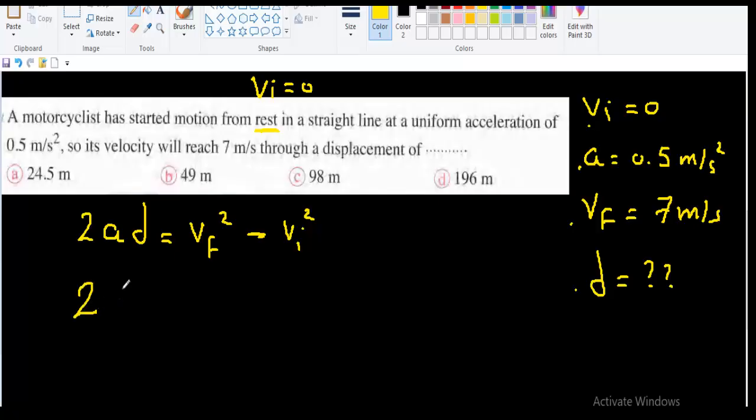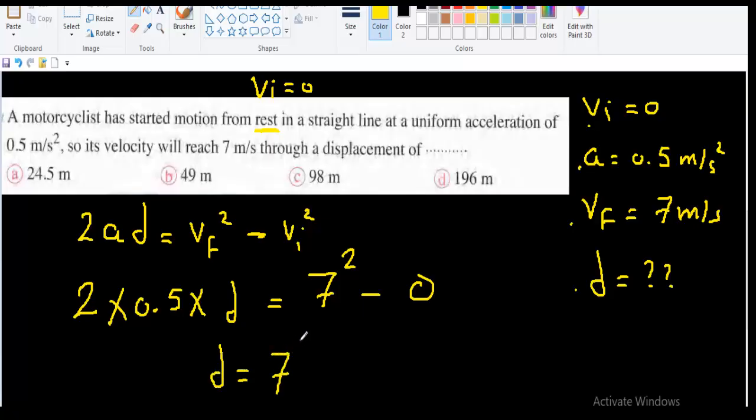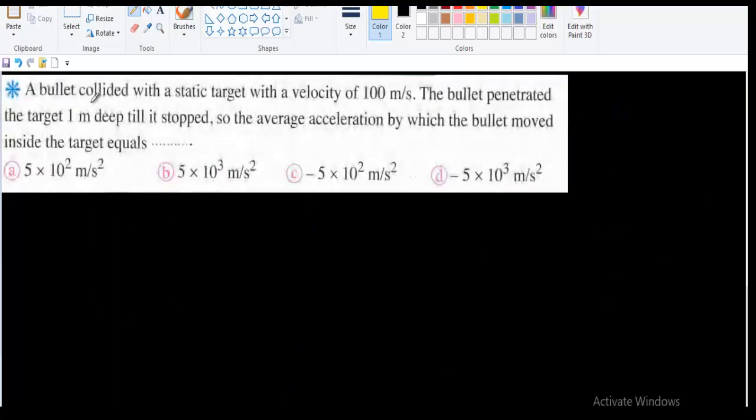2 is a constant times acceleration, which is half, times displacement, equals final velocity squared. We will substitute VF by 7 power 2 minus 0. 2 times half equals 1, so displacement equals 7 power 2, which is 49 meters. So the answer will be 49 meters. In this problem, you have to be very concentrated while solving it.